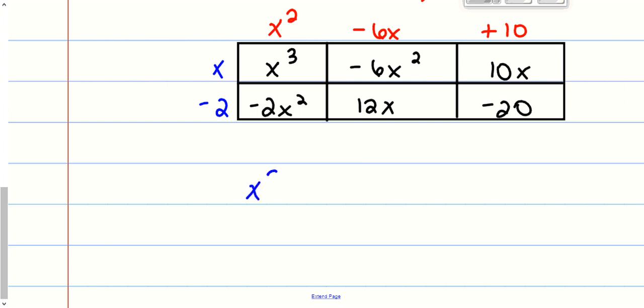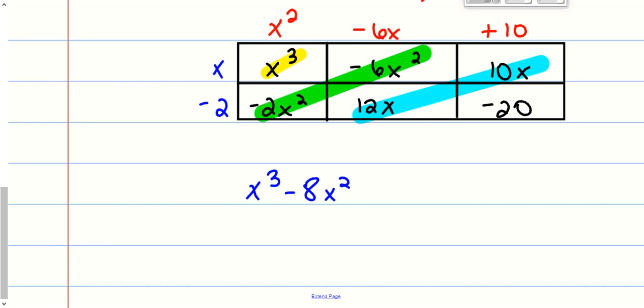We have x cubed, which was from here. Like terms, look at your x squareds. So we have negative 2 and negative 6, which is going to be negative 8x squared. Then we have our x's. We have 12 and 10, which is going to give us a positive 22x. And then on the end, we have our minus 20. So that is going to be negative 20 equals 0.